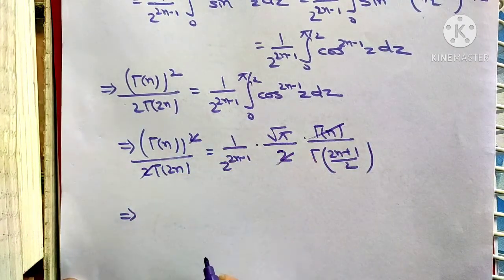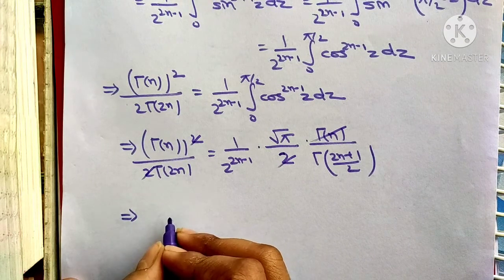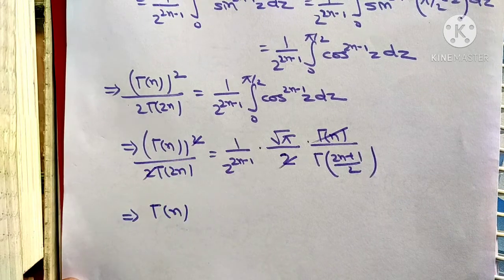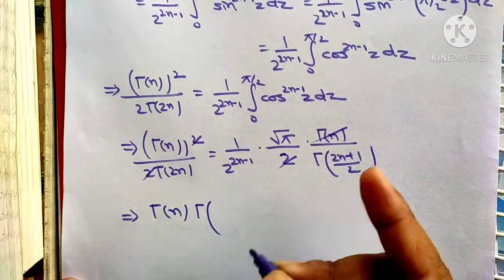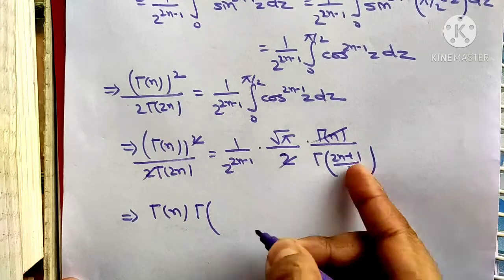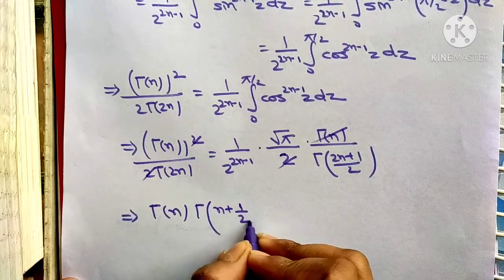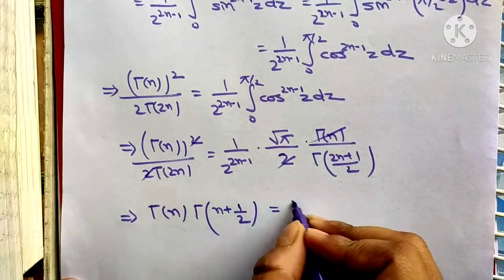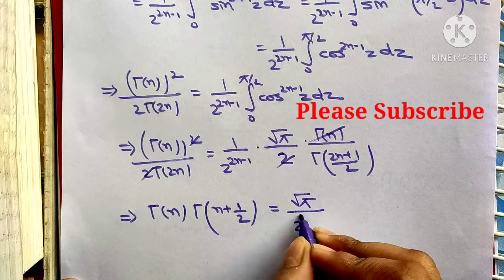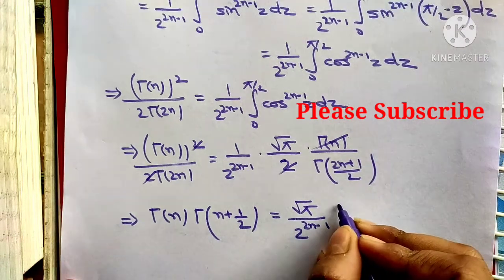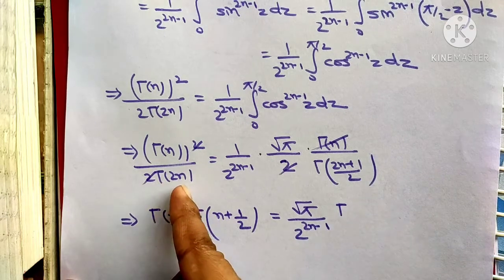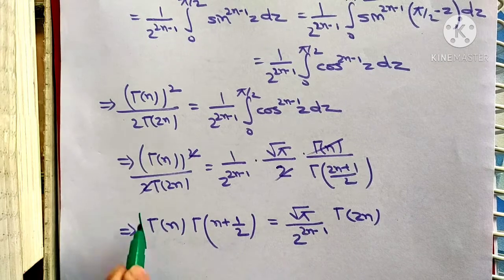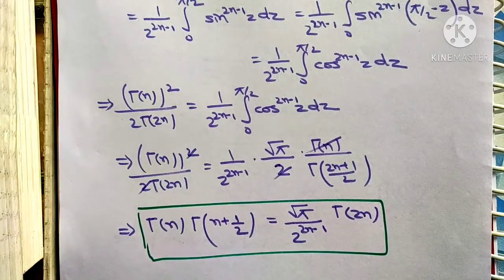The gamma n gets cancelled. Now we can write it as gamma n times gamma (n plus 1 by 2), since gamma (2n plus 1) upon 2 can be written as n plus 1 by 2, equals root pi upon 2^(2n-1) times gamma 2n. So this is our proof.